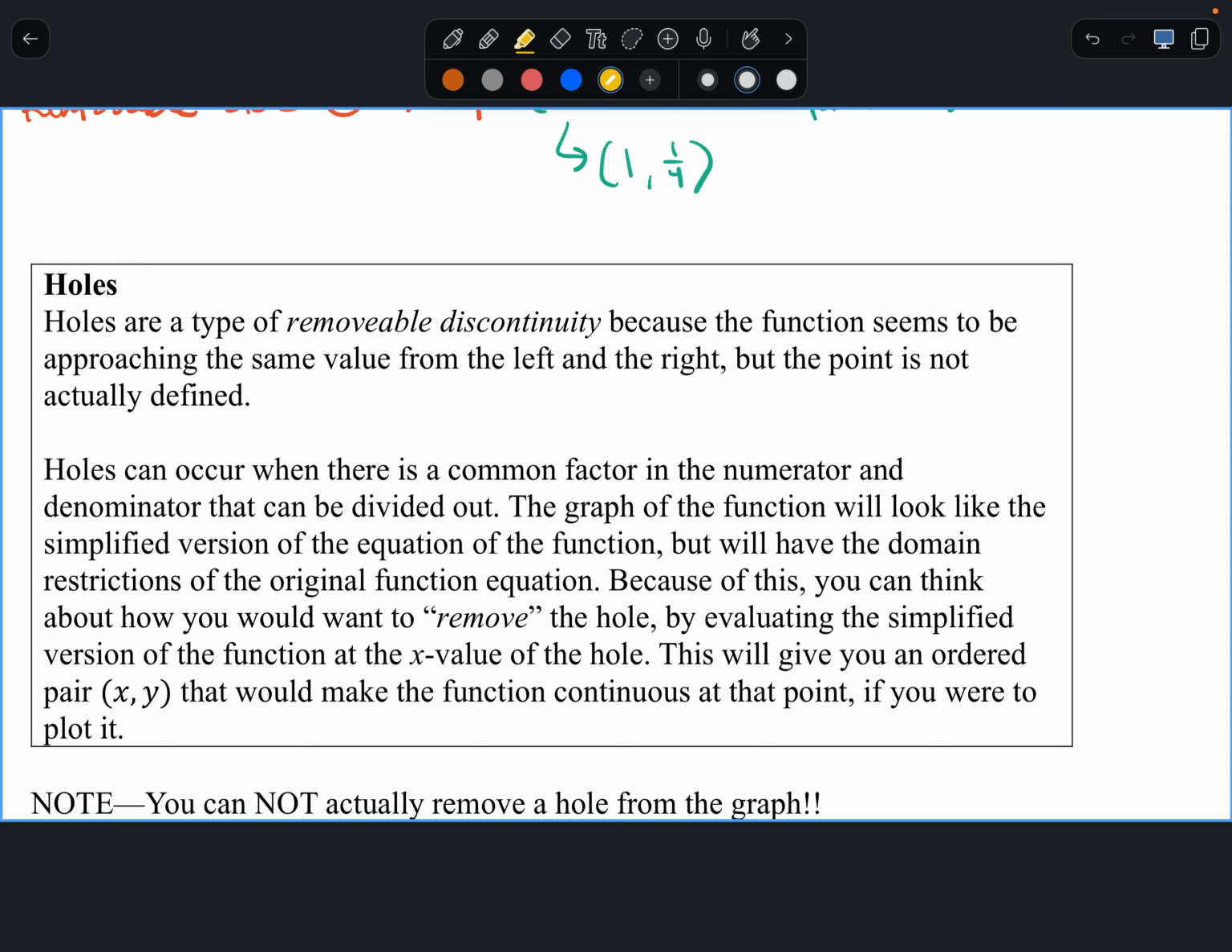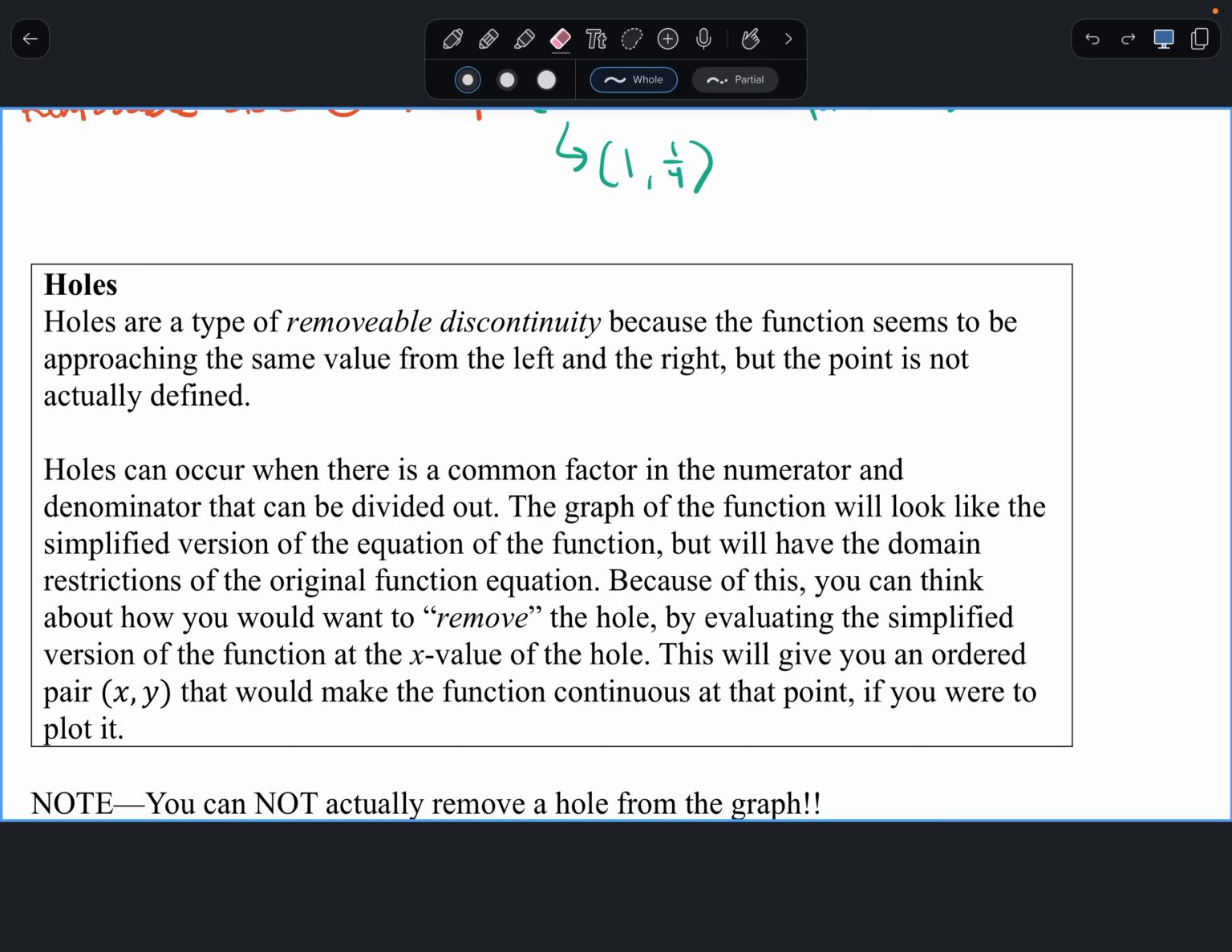So holes are a type of removable discontinuity because the function seems to be approaching the same value from the left and the right, but the point is not actually defined. Holes can occur when there is a common factor in the numerator and denominator that can be divided out. The graph of the function will look like the simplified version of the equation of the function, but will have the domain restrictions of the original equation. Because of this, you could think about how you would want to remove the hole by evaluating the simplified version of the function at the x value of the hole.